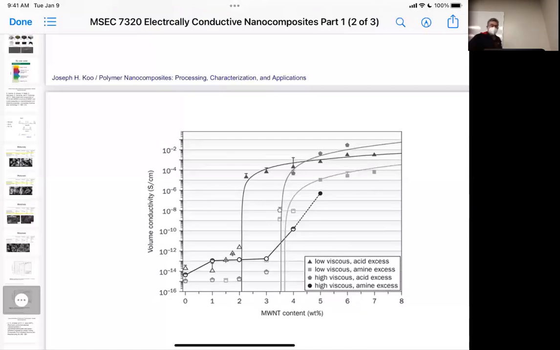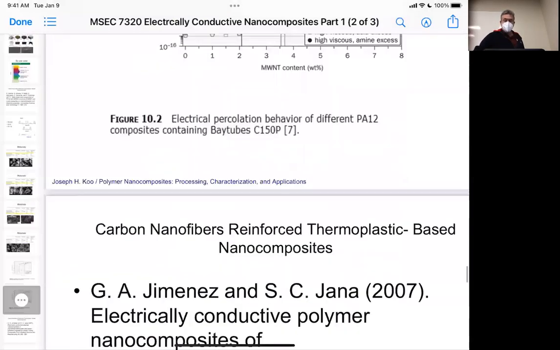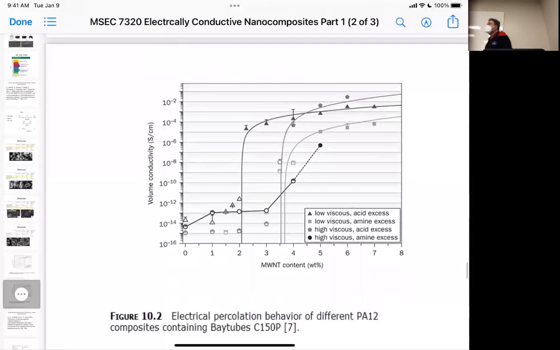All right. Questions on that one? So those are carbon nanofibers. Oh no, multi-walled carbon nanotubes. Sorry. Does the acid excess affect this? Is that just adding functionalization?